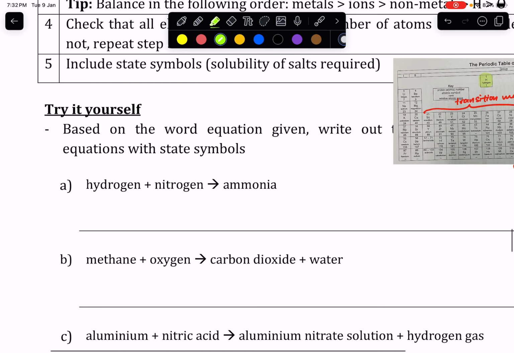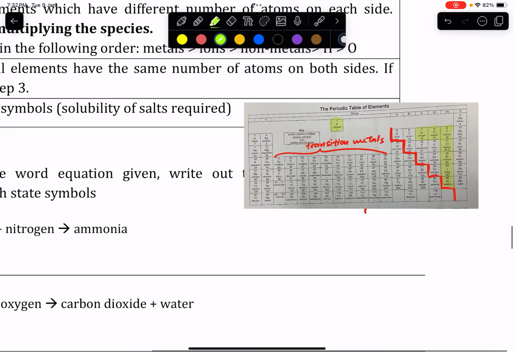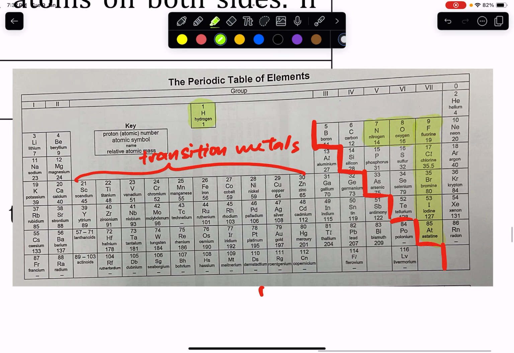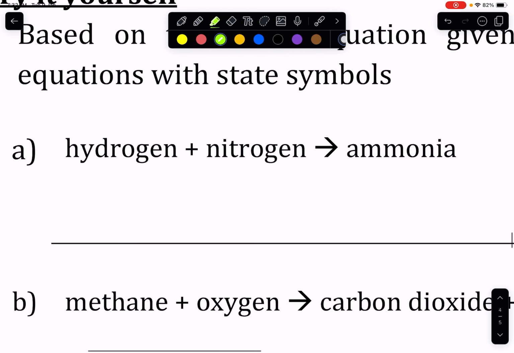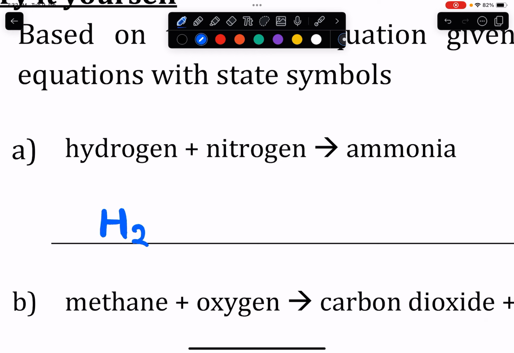Let's start. Let's look at the first equation. Hydrogen plus nitrogen gives you ammonia. So the first step is to write their formula. And if we look at the periodic table, remember we mentioned that some of these gases actually exist as diatomic molecules. Hydrogen, nitrogen, oxygen, and group 7, right? So we know that hydrogen should exist as, let me use blue, H2. Nitrogen also exists as N2. Ammonia is a formula that you need to memorize, NH3.